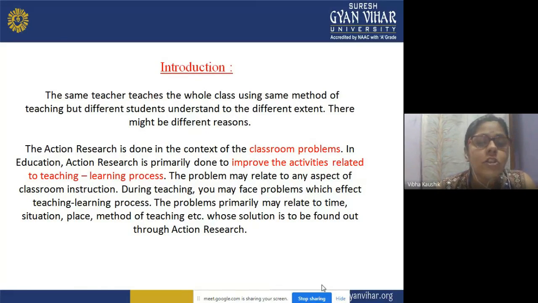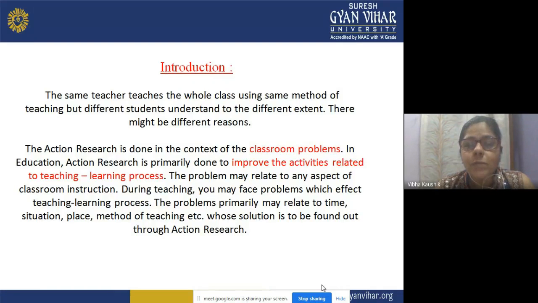The action research is done in the context of the classroom problems. What we are saying is that action research focuses on the problems which are related to classrooms. In education, action research is primarily done to improve the activities related to teaching learning process. Means the main concern of action research is to improve the activities which are related to the teaching learning process.